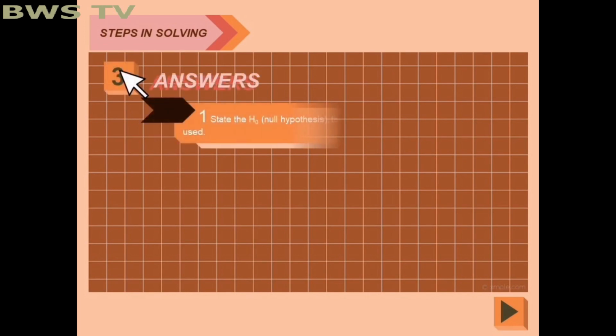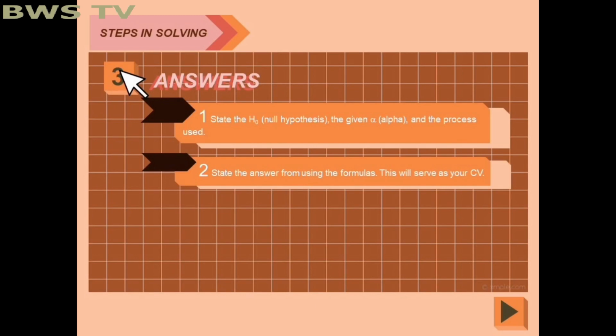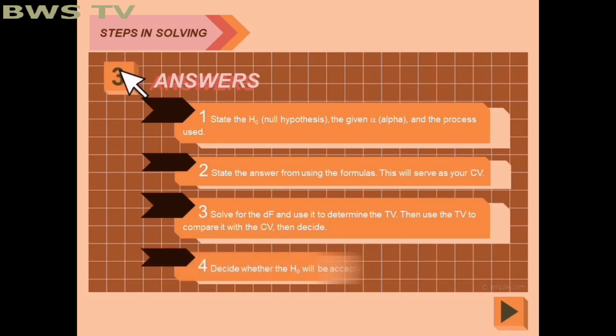Next, state the null hypothesis, the given alpha, and the process used. And then, state the answers from using the formulas. That answer will serve as your CV, or computed value. And then, solve for the degrees of freedom, and use it to determine the TV, or tabular value. Then use the TV to compare it with the CV, then decide whether the null hypothesis will be accepted or rejected.